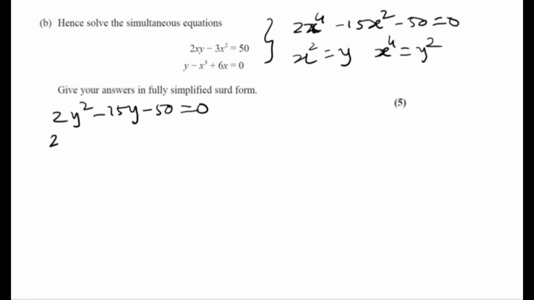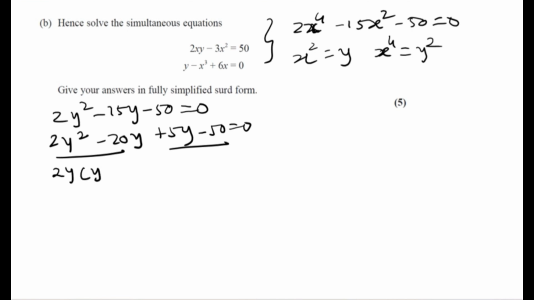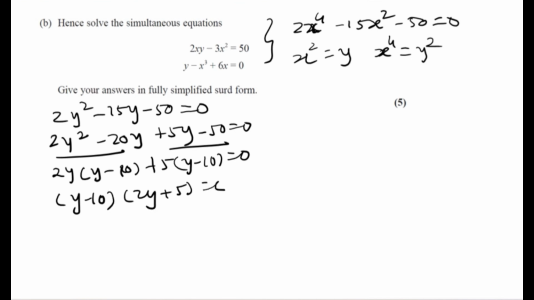Now split the middle term. So 2y squared minus 20y plus 5y minus 50 is equal to 0. Make a group of 2: 2y, y minus 10, plus 5, y minus 10 is equal to 0. So (y minus 10)(2y plus 5) equal to 0. So y is equal to 10, y is equal to minus 5 over 2.